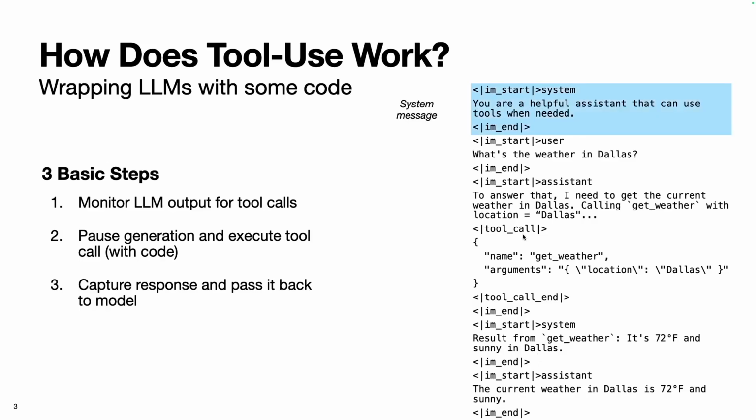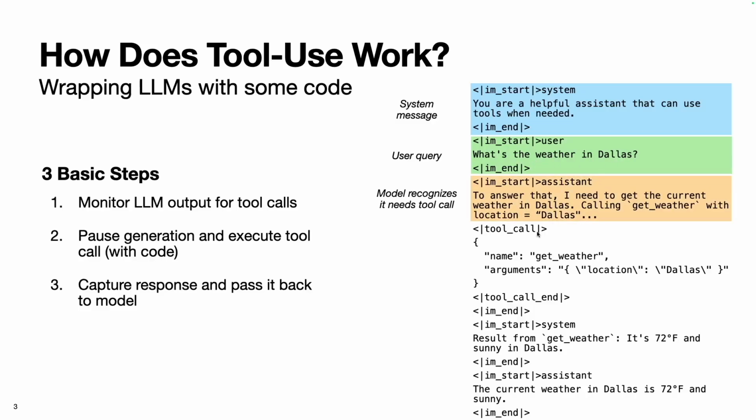So just to break this down step by step, let's say we start with a system message where we tell the LLM, "You are a helpful assistant that can use tools when needed." So we're just letting it know that it can use tools. Next, we have a user query. So the user might ask something like, "What's the weather in Dallas?"